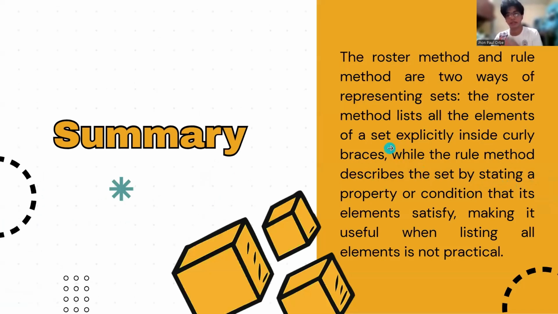So for the summary, the roster method and rule method are two ways of representing sets. The roster method lists all the elements of a set explicitly inside curly braces, while the rule method describes the set by stating a property or condition that its elements satisfy, making it useful when listing all elements is impractical.